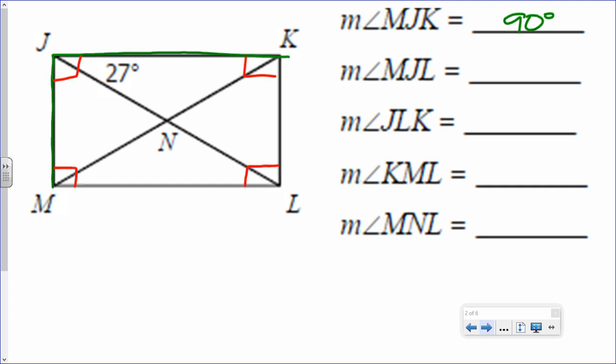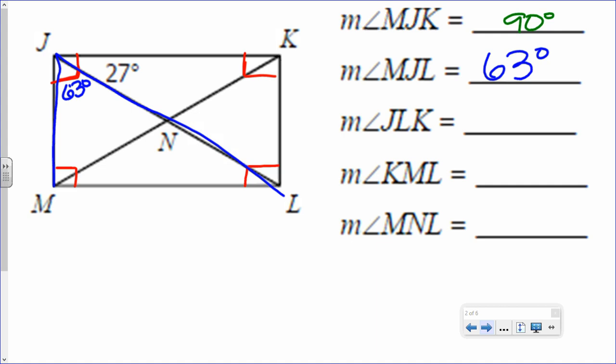And then if we're looking for angle MJL, I'm going to go ahead and erase the green. We'll put the right angles back. If we want MJL, we go from angle MJ to L, so we're talking about this one. And because the 2 pieces together should add up to 90, and we already know the right side of it is 27, we'll do 90 minus 27, and we get that this angle here is 63 degrees. So angle MJL is 63 degrees.